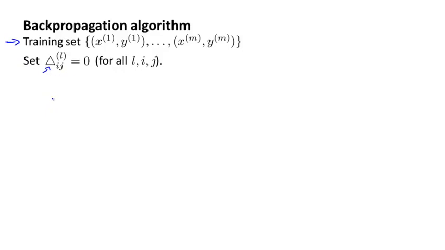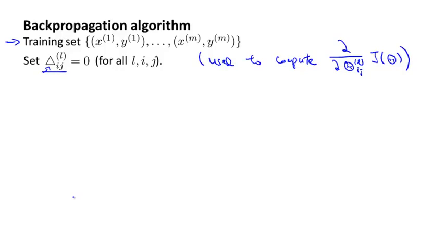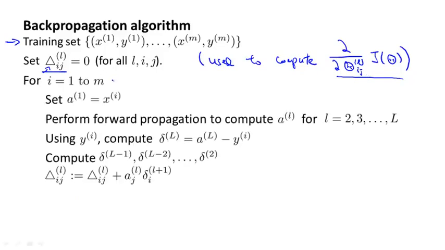We're going to set this equal to 0 for all values of L, i, j. Eventually, this capital delta L ij will be used to compute the partial derivative with respect to theta L ij of J of theta. As we'll see in a second, these deltas are going to be used as accumulators that we slowly add things to in order to compute these partial derivatives. Next, we're going to loop through our training set, so for i equals 1 through m.